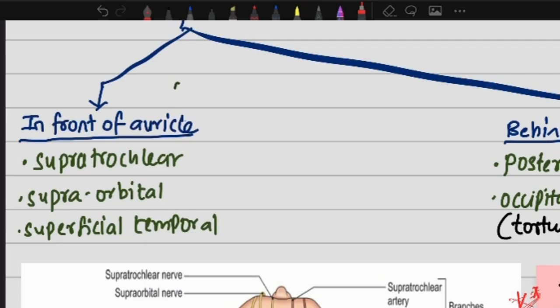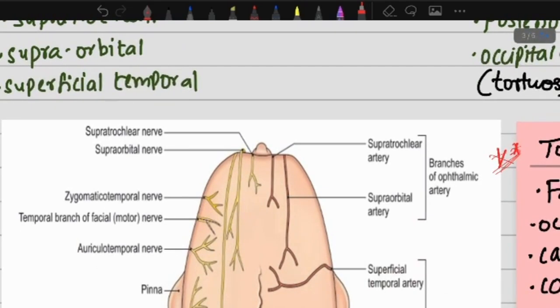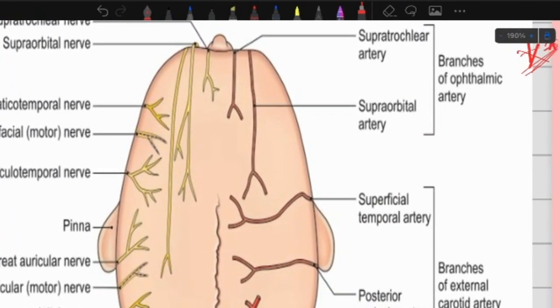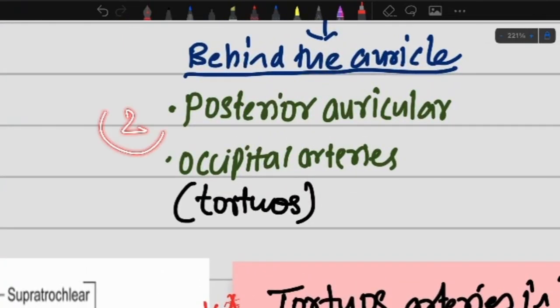Now let's get back. In front of the auricle we have three arteries. These arteries are supratrochlear, supraorbital and superficial temporal. Remember: trochlear, orbital, temporal. Now let us appreciate the same things in this diagram. In front of the auricle, that is in front of the ear, we have supratrochlear, supraorbital and superficial temporal.